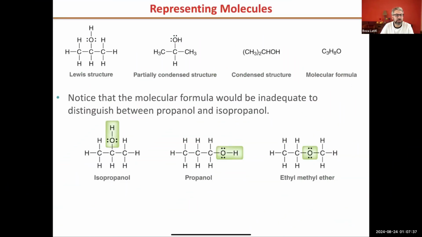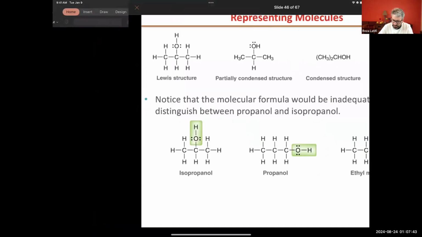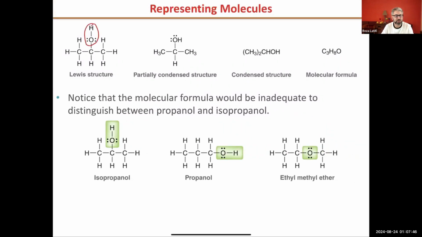Here, you've been given a Lewis structure of a molecule that is an alcohol. How do I know it's an alcohol? Because we have OH attached to a carbon, and OH represents an alcohol group. So the OH is sitting on the second carbon.